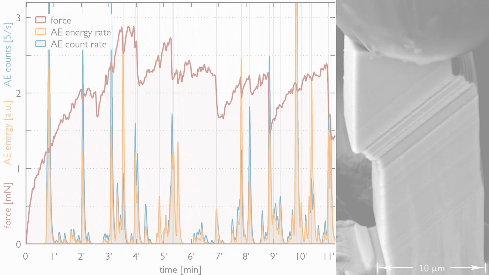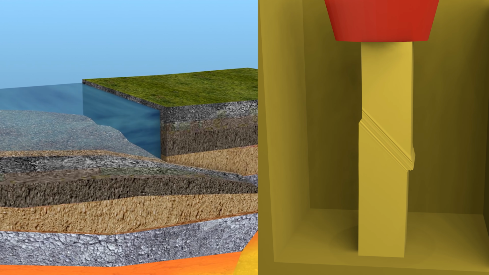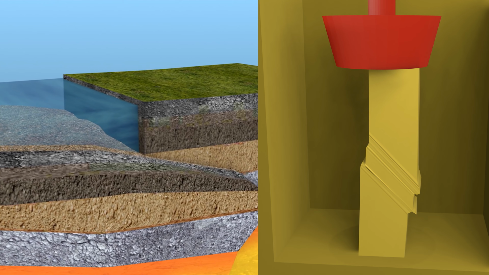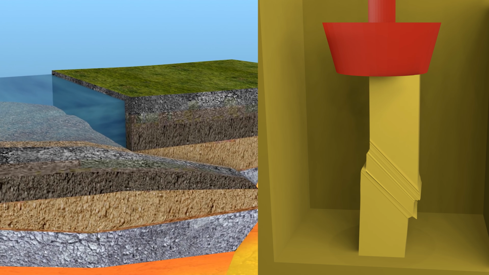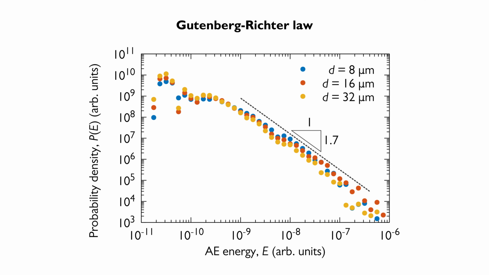is very robust. Despite the huge difference in spatial and temporal scales, we can find a remarkable similarity between earthquakes and micropillar deformation. In both processes, the probability density of released energy, E, decays as a power law with an exponent approximately -1.7. In seismology, this relationship is known as the Gutenberg-Richter law.